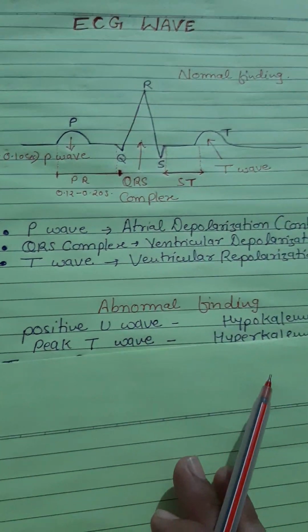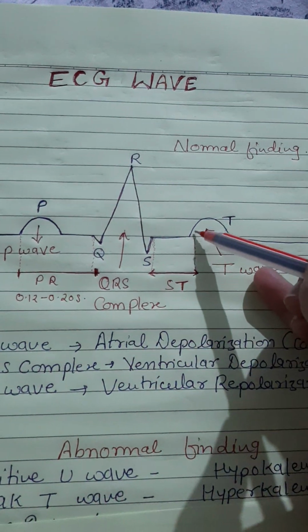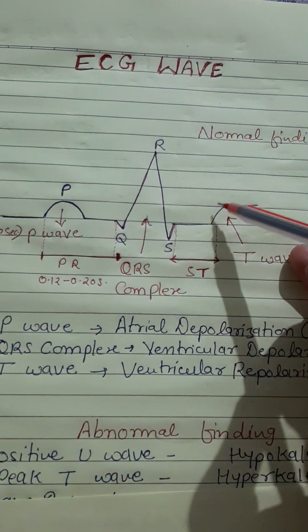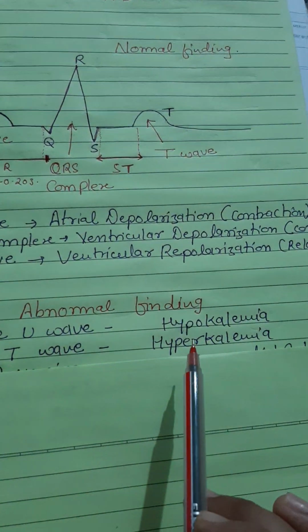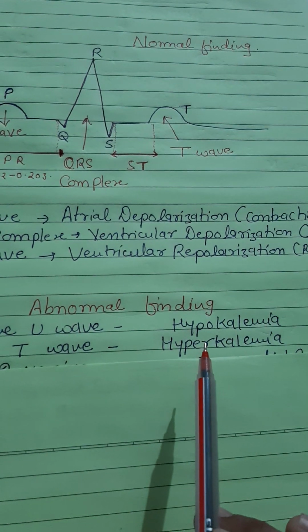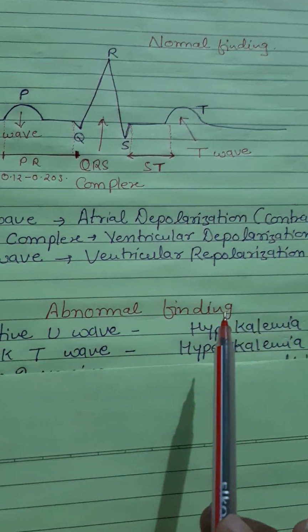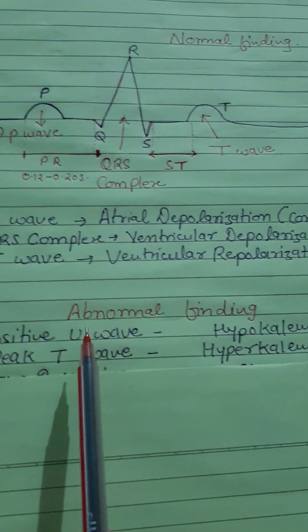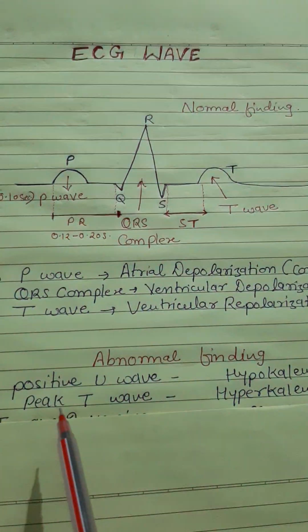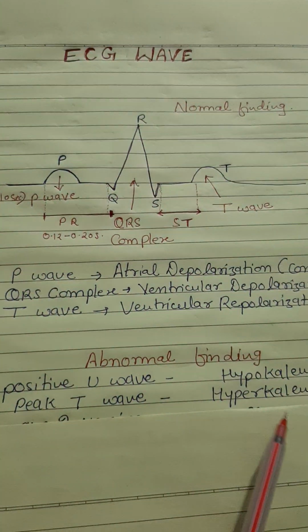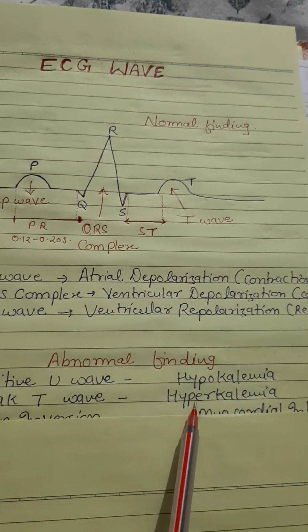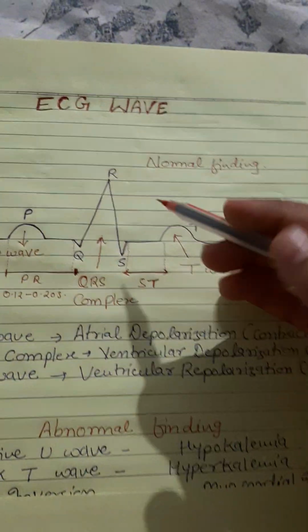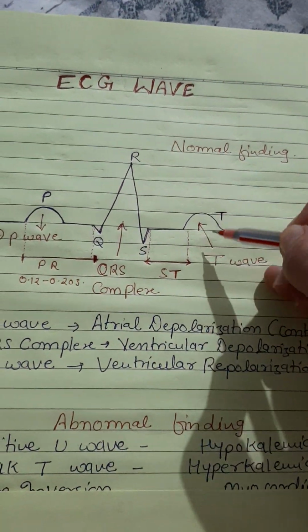Now the peaked T wave. If you find a peaked T wave, meaning a peak level of the T wave, it may indicate hyperkalemia, meaning excess level of potassium. So if the patient is suffering from hypokalemia, it may show a positive U wave in the ECG, and if the patient is suffering from hyperkalemia, an excess of potassium level, then the T wave will be peaked.